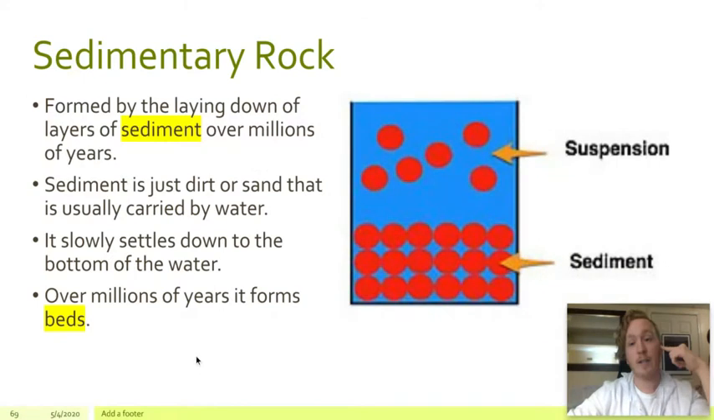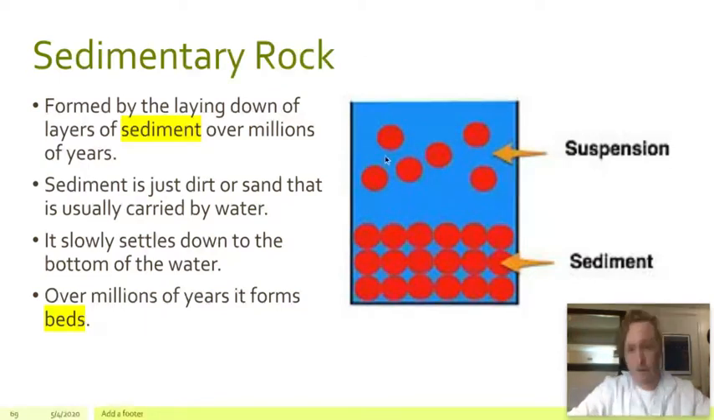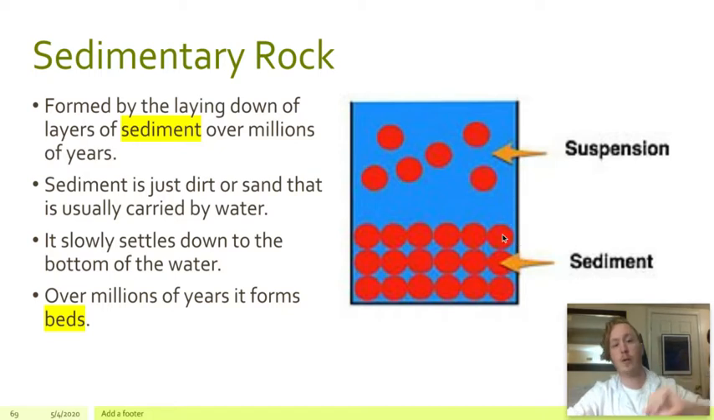And then our last kind of rock is what's called sedimentary. It's formed by the laying down of layers of sediment over millions of years. Again, very, very slowly. Sediment is just dirt or sand that gets dissolved into water. If you've ever seen a river, I'm sure you've seen rivers around here that look kind of muddy and nasty. They're full of what's called sediment. The sediment is in suspension in the water. Those little mud particles are floating around in the water.